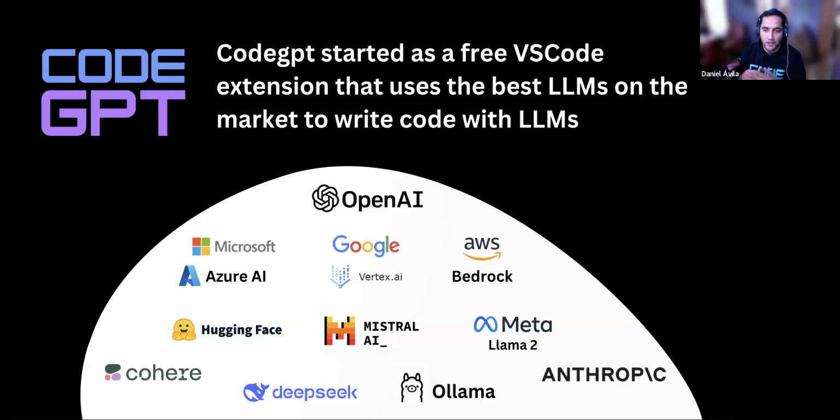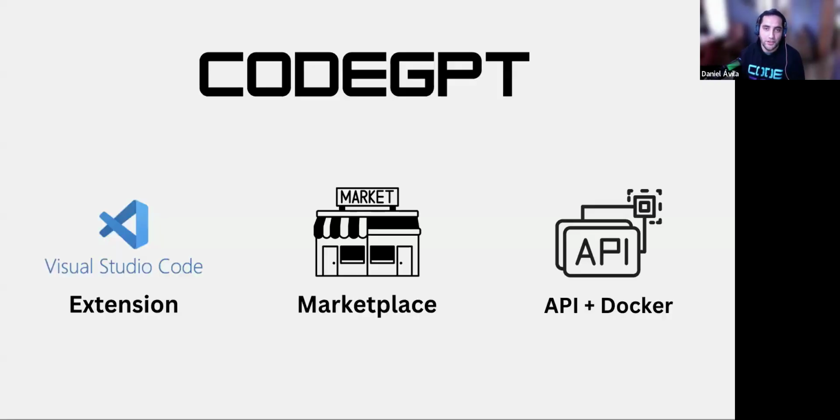So we are gonna try to explain everything that we are doing with this extension, and we have more features, but everything starts like that. So we have the extension right now, and also we have the marketplace, and we have the Docker with API. I'm gonna try to explain everything in this session.